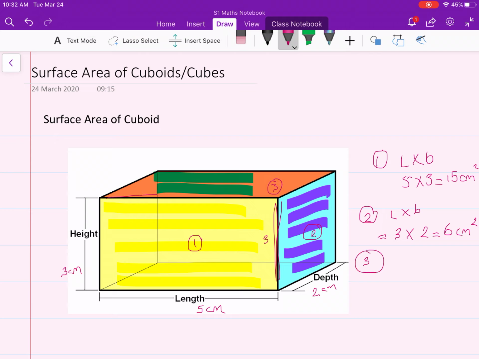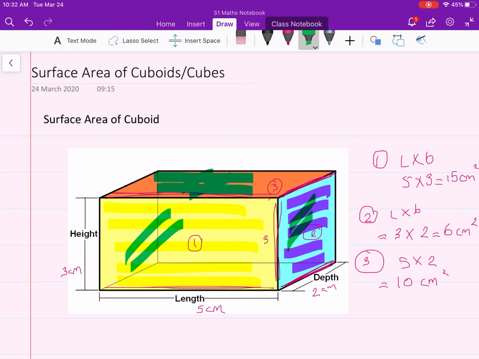Now its length is, as you can see, this bit is the same as the one at the bottom, so that's going to be 5, and the width of that would be the same as, you can see my pen highlighting the top and the bottom, so I know the width of that is going to be 2, so it'd be 5 times 2, which is 10 centimeters squared. Okay, so now I have the area of the front, I have the area of the side, and I have the area of the top as well.